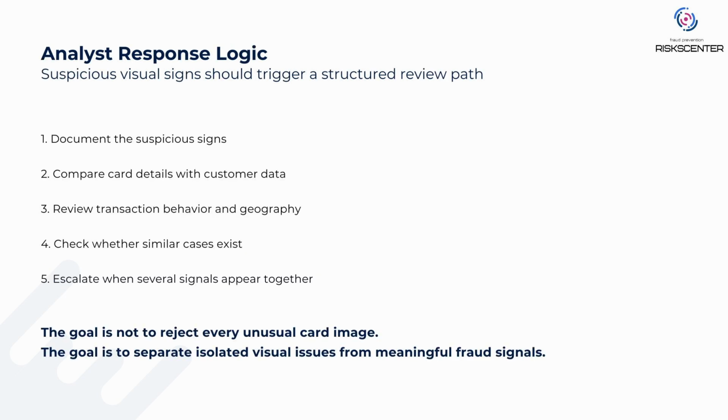When an analyst sees suspicious visual signs, the case should follow a structured review path. First, document the signs. Then compare the card details with customer data. Review transaction behavior, geography, and similar cases. If several signals appear together, escalate the case. The goal is not to reject every unusual card image, but to identify meaningful fraud signals.